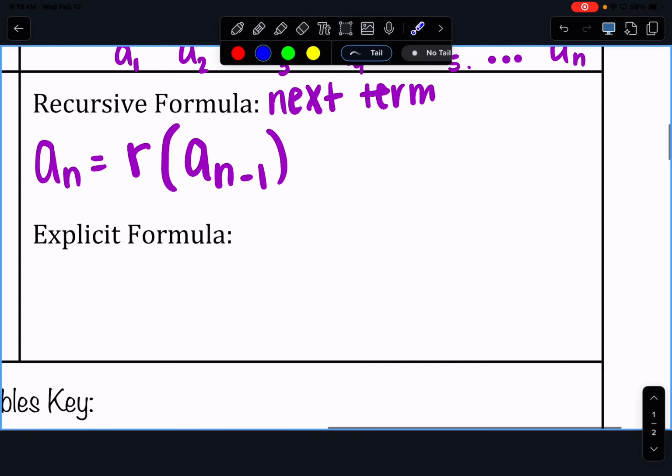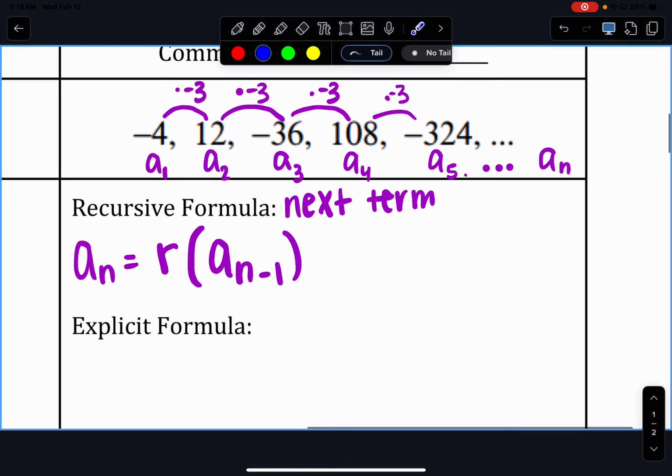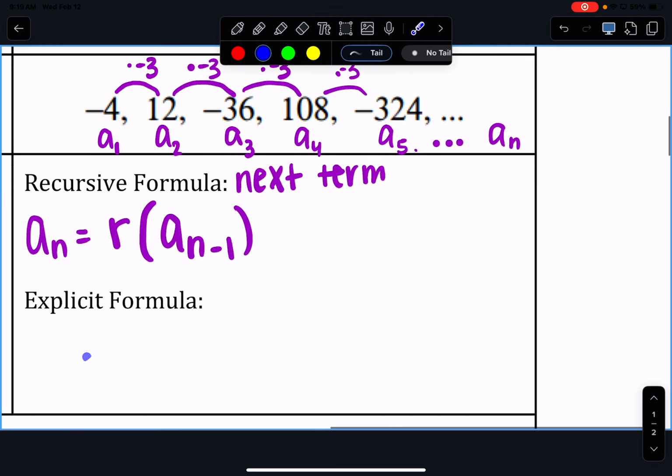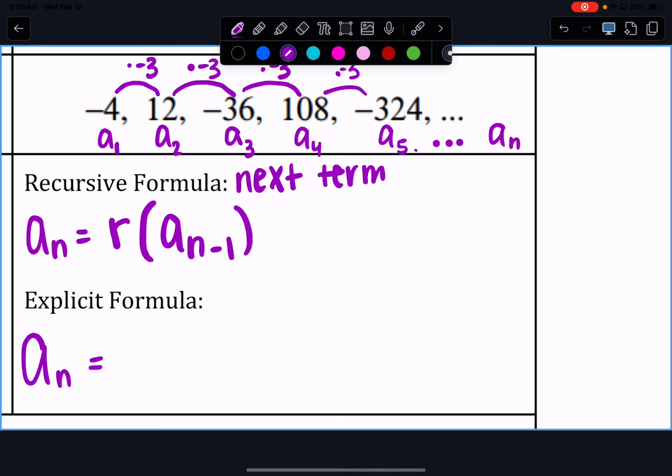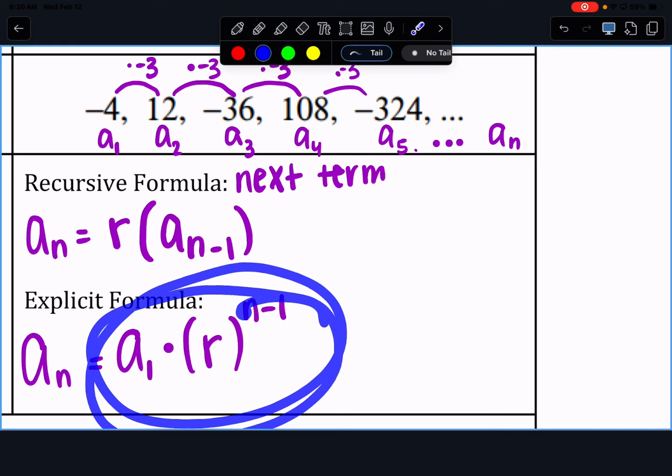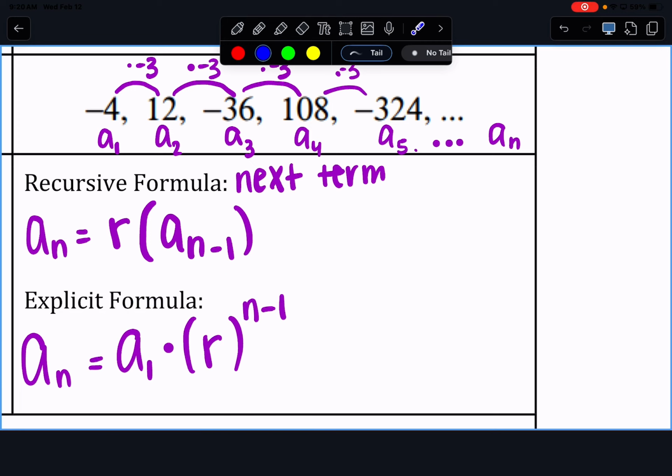All right, so for the explicit formula, this is so we can use it to find anything. So we're going to say a_n is equal to our initial value, a_1, multiplied by our ratio to the n minus 1 power. What kind of function is that right there? Exponential, right? Even down to the fact that this is still our starting value, our initial value, and that's our ratio. It's the same thing.